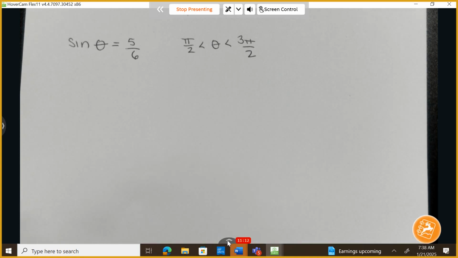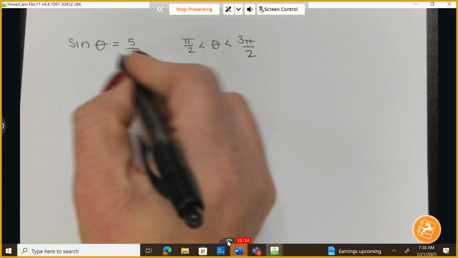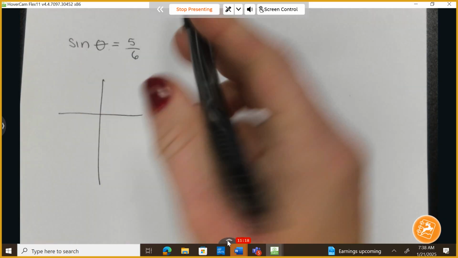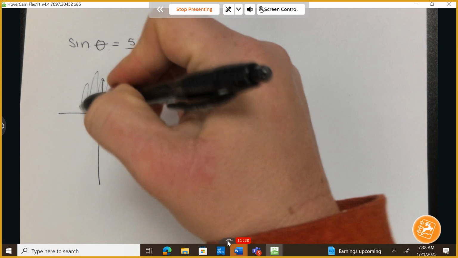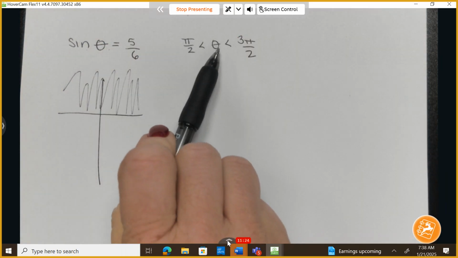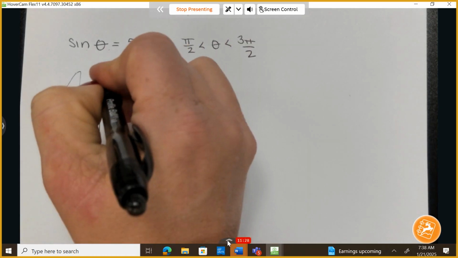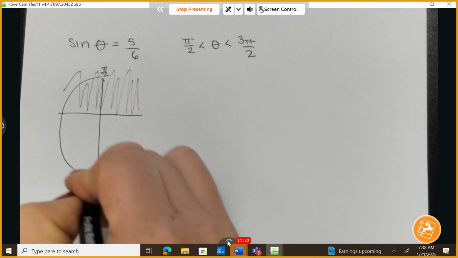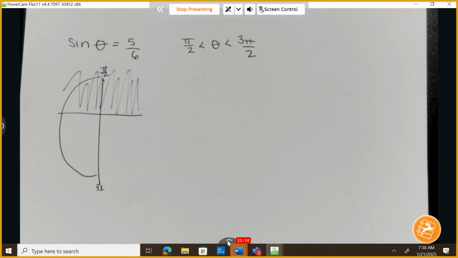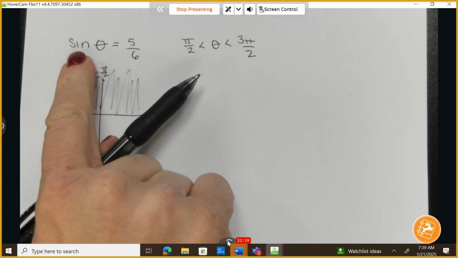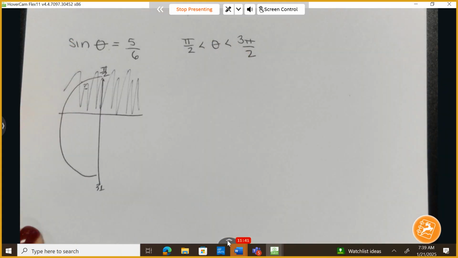Here we go. So I know the sine is a positive value. Sine is like a y value. Where are sines positive? In quadrants 1 and 2. It also tells me that this angle that I'm going to create from a terminal angle will occur between pi over 2 and 3 pi over 2. So it's going to be in quadrants 2 or 3. But it has to have a positive sine value, that means we're going to look right now at quadrant 2.